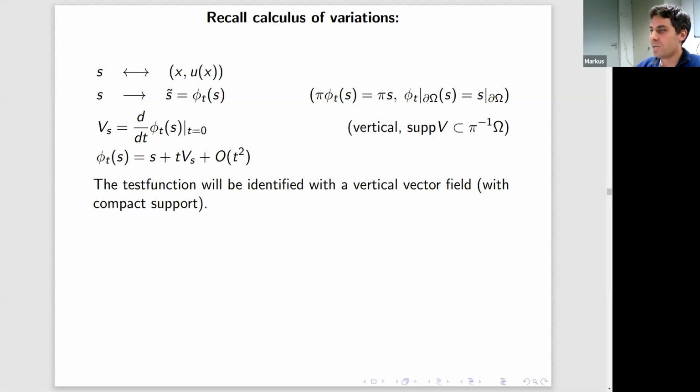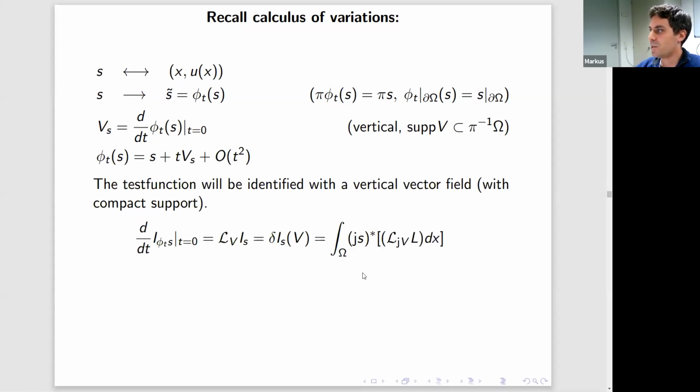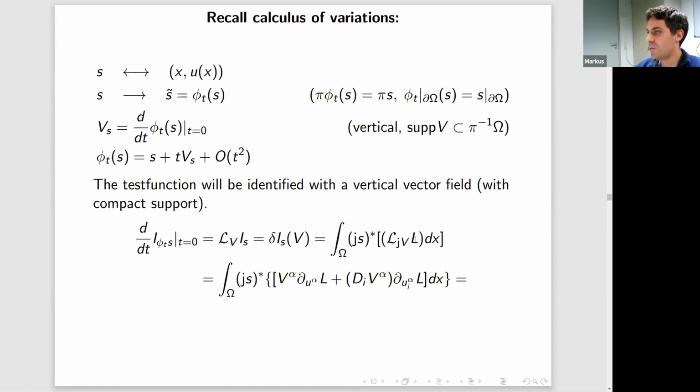And yeah, I wanted to tell you why our test functions will be identified by vertical vector fields. So if you now have such an integral functional and you do this perturbation, you compute the first variation of the functional in the direction of v. You can write it as a formal Lie derivative if you want. Then you do the usual calculation. So applying the Lie derivative to the Lagrange function gives you this here.